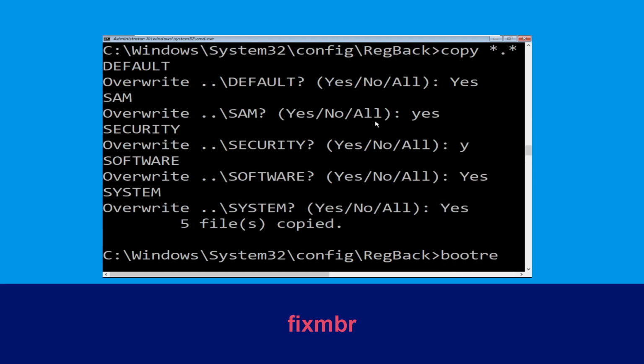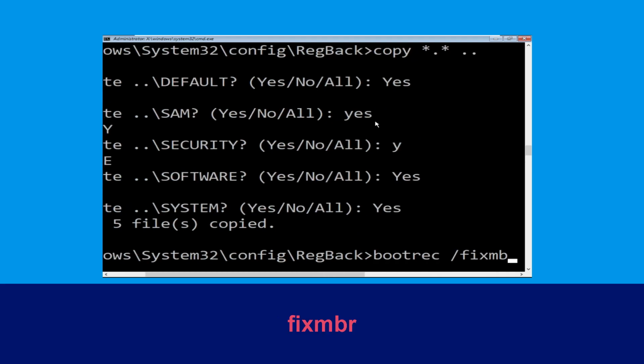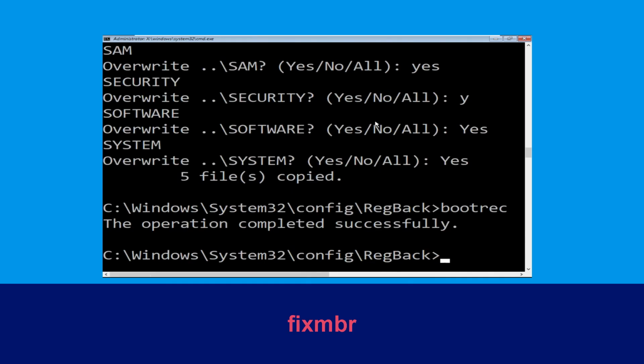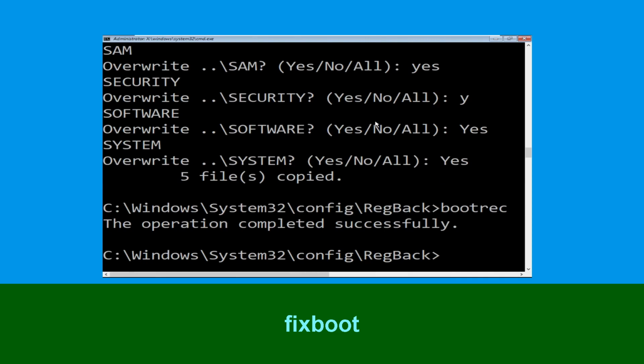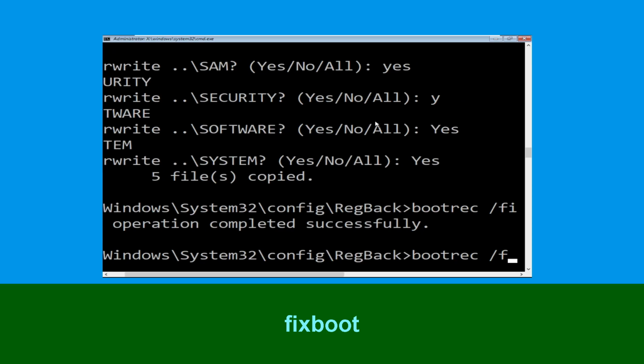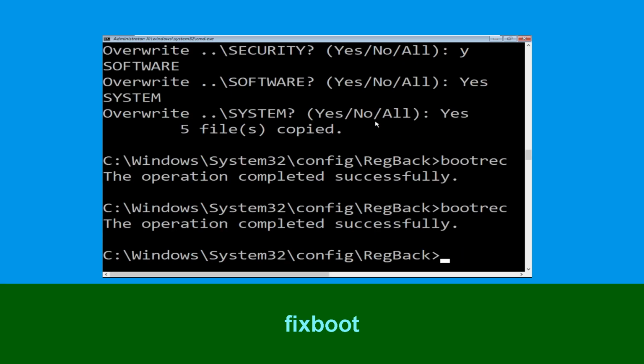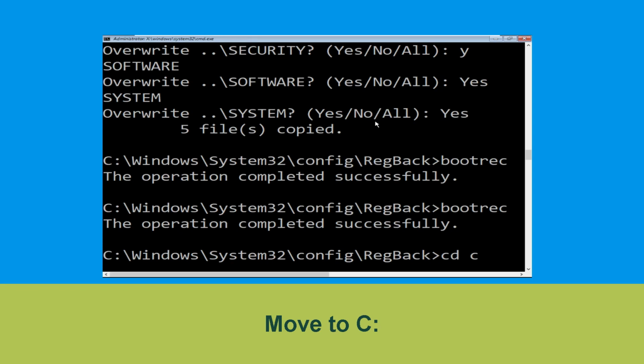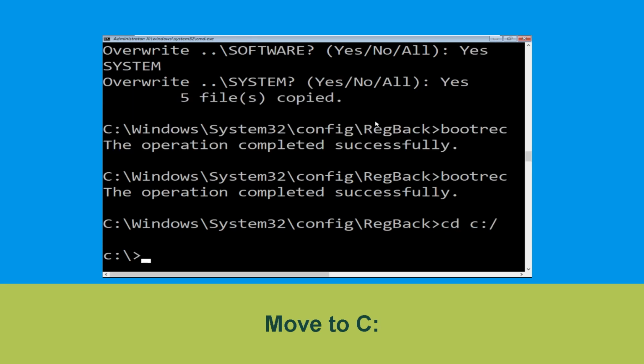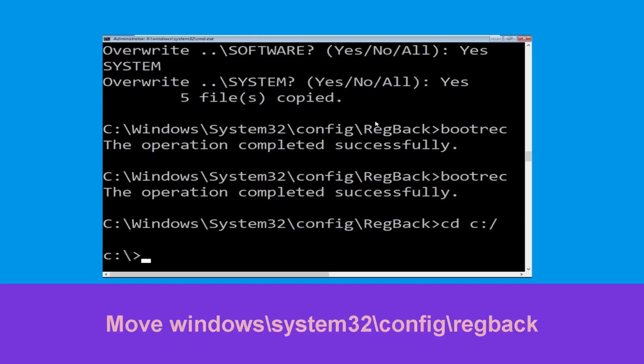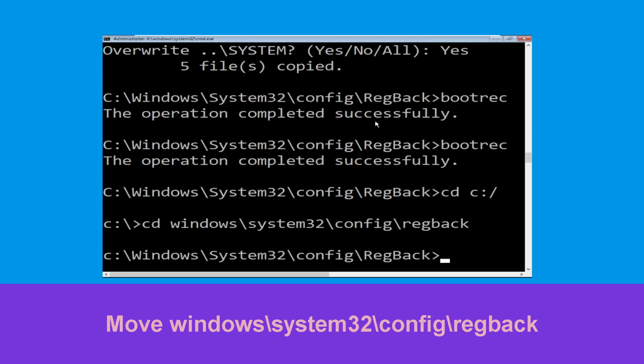Now execute this command. Type bootrec space /fixmbr and simply hit enter. Type bootrec space /fixboot and hit enter. Now type in cd space c: / and simply hit enter to execute the command. Now execute this command. Type cd space Windows /system32 /config /regback, then simply hit enter to execute this command.